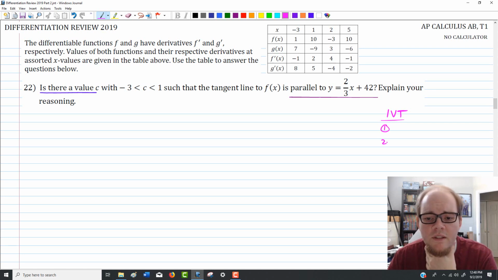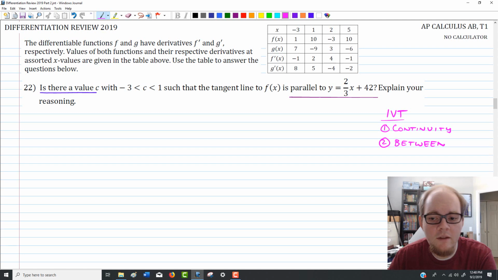With the IVT, there are two things that we need. You might ask yourself, can I recall them? So what is the first one? Continuity. Yes, continuity is the first requirement. We need to have a continuous function in order to go anywhere. Second thing we need is, of course, betweenness. We need whatever thing we're trying to guarantee has a particular y value to have that value fall in between the endpoints. So kind of a lot to get through here.